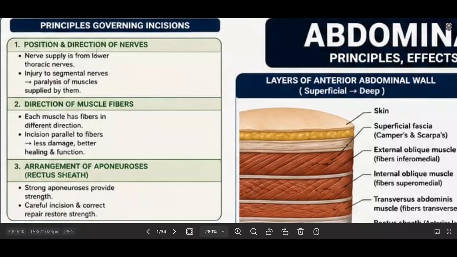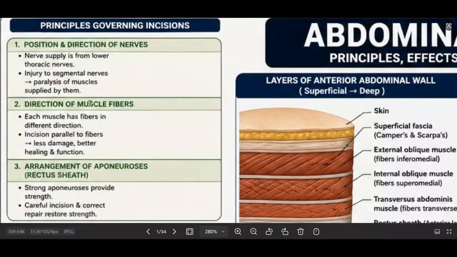So if these nerves are cut, what is going to happen? Muscles supplied by them become paralyzed. So therefore, incisions should avoid cutting major segmental nerves whenever possible, because that is going to lead towards the paralysis of that muscle if a nerve is cut. That was about the position and the direction of the nerves, why it is important and why it is governing the abdominal incisions.